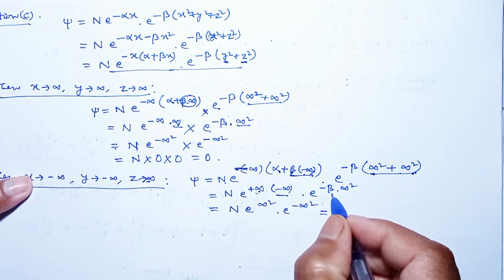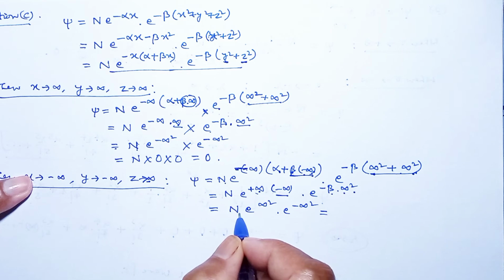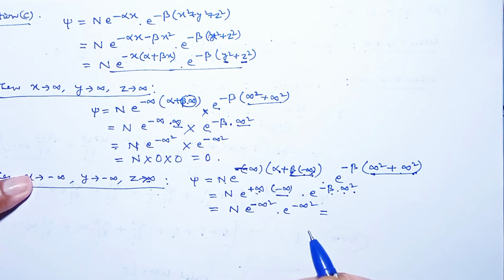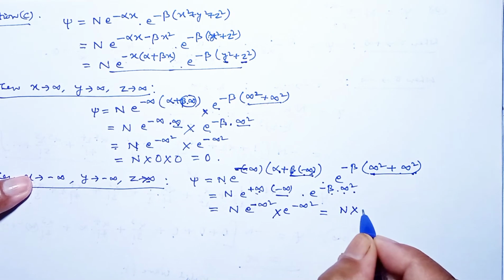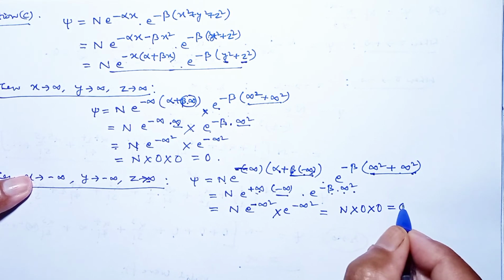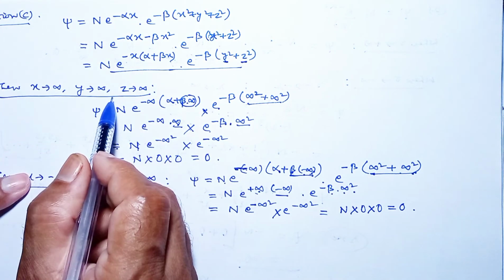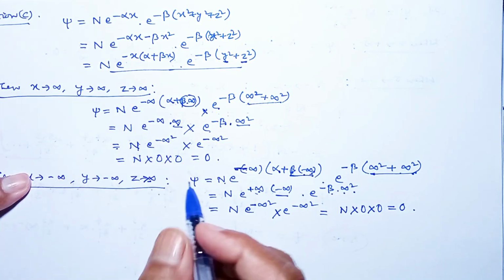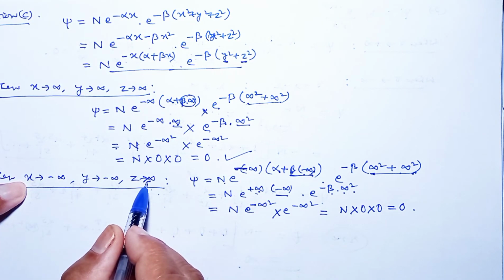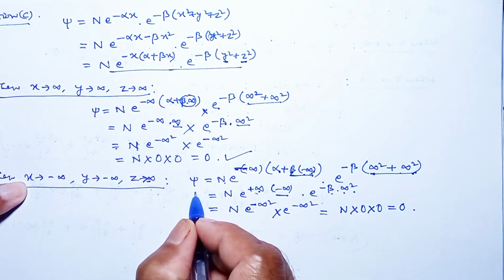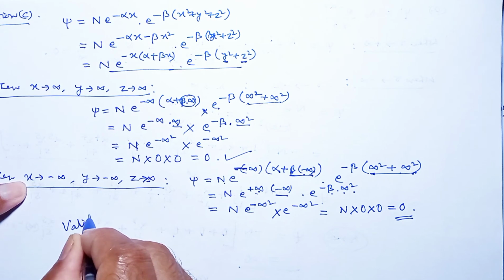Now this is e raised to minus beta times infinity square. So this is N times e raised to minus infinity square multiplied by e raised to minus infinity square. So it is N times 0 times 0. So this is 0. Clearly when x, y and z tend to infinity, wave function psi is 0. And when x, y and z tend to minus infinity, we have again wave function psi equals 0. So this represents a valid wave function.